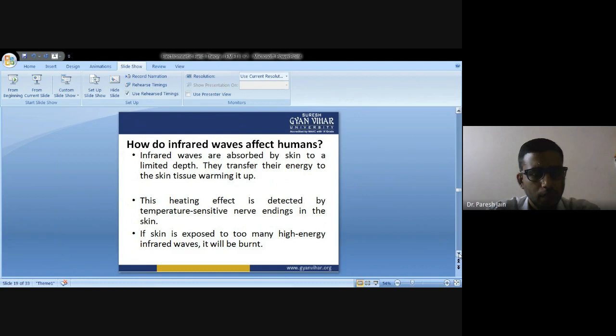When excess infrared waves fall on the human body, there will be high energy infrared waves, and they will burn the body or skin tissues.